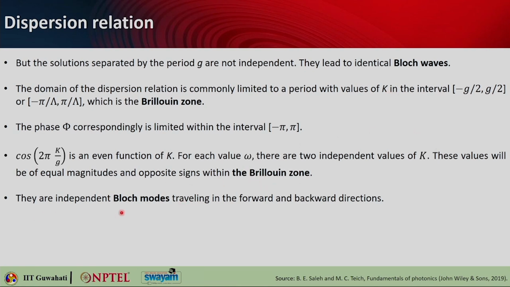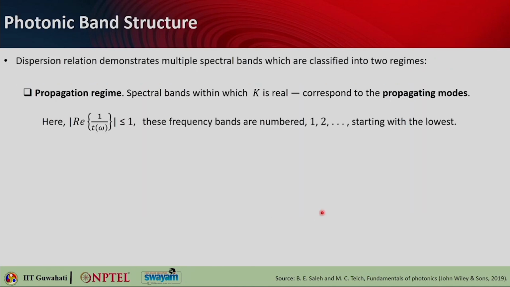So, this actually gives us that they are independent Bloch waves. One solution is for the forward propagating wave, another solution is for the backward waves. So, the dispersion relation gives you the photonic band structure. It will also tell you the multiple spectral bands, which can typically be classified into two regimes. One is the propagation regime.